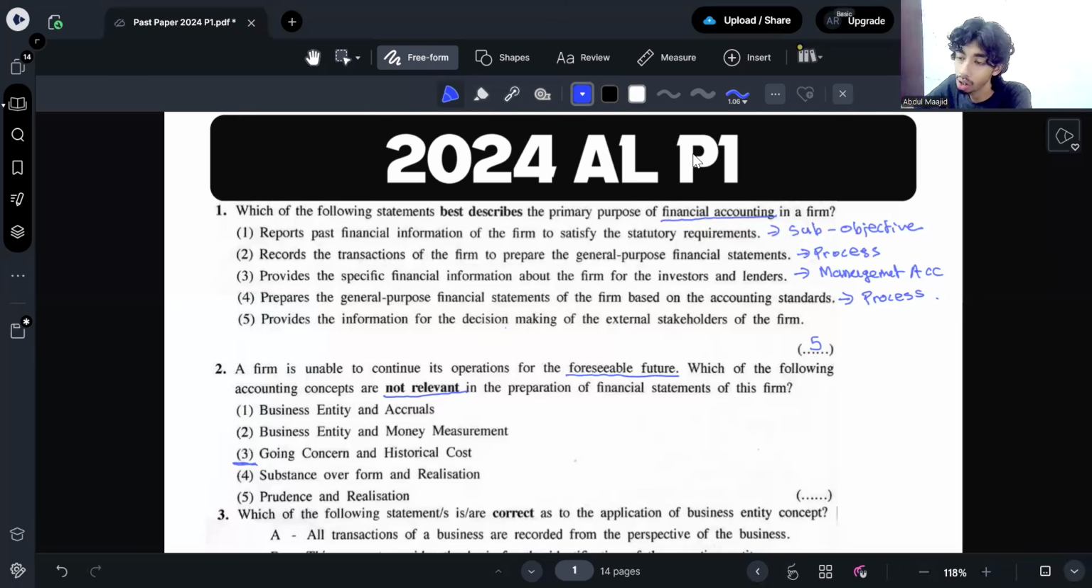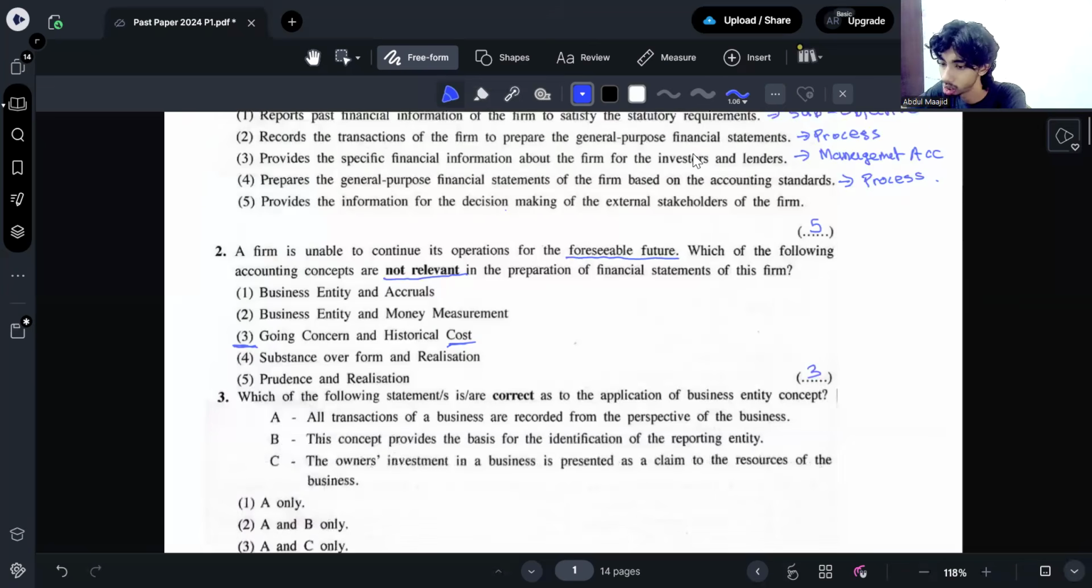Instead, you will record it at the fair value. Therefore, historical cost is also not relevant when there is no foreseeable future. So the answer is the third one. Hope you all got that. Okay. Then the third one.